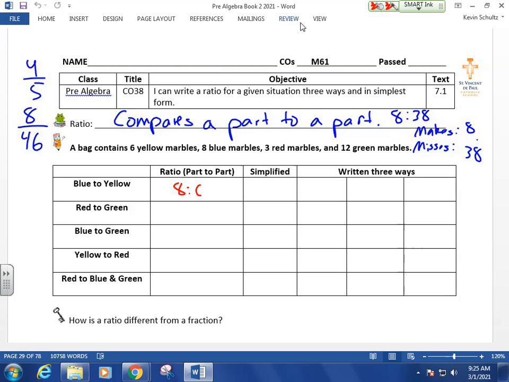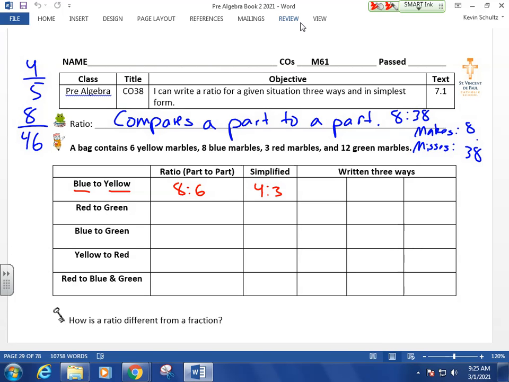Does it matter what the order is here? Could I write 6 to 8? Does that change anything? Switching the order? It does. Okay. If it's asking for the ratio blue to yellow, you have to make sure you put the blue marbles first and the yellow marbles second. So 8 to 6. We can simplify these like we can simplify a fraction. 8 to 6, if we divide each of them by 2, we get the simplified ratio of 4 to 3. Just like if you had the fraction 8/6, you divide each by 2 to get the fraction 4/3.